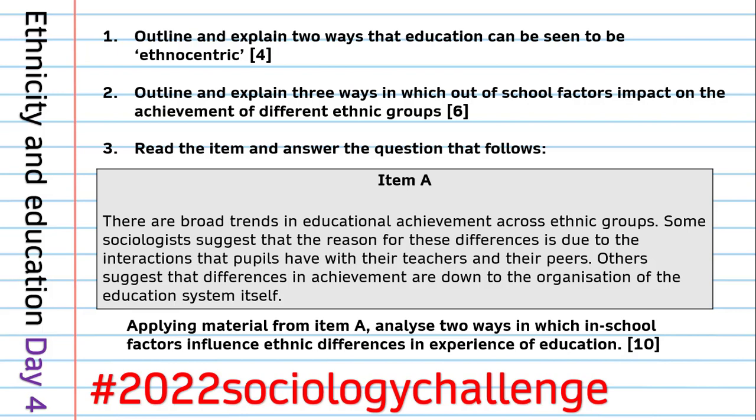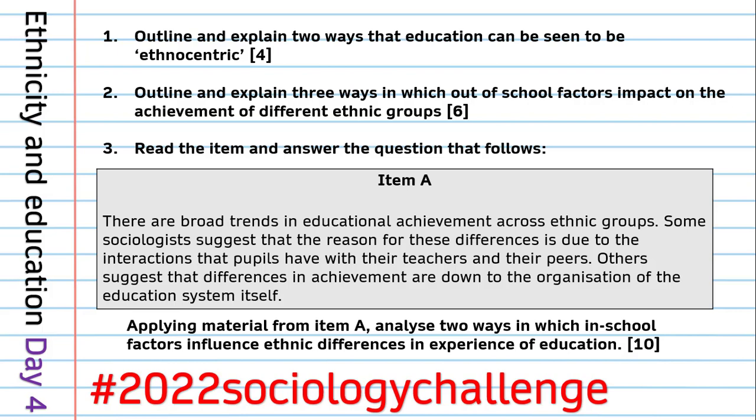Question 3, apply material from item A, analyse 2 ways in which in-school factors influence ethnic differences in the experience of education. Now, experience has come up a couple of times on the exam. Experience can be things like self-esteem, feeling like they belong. It can be achievement, but you have to mention how it has involved their experience. So things like bullying can have an impact on your experience. Feeling like you are represented within the curriculum has an impact on your experience. Students feeling alienated by the policies and processes that go on within schools can be part of their experience.